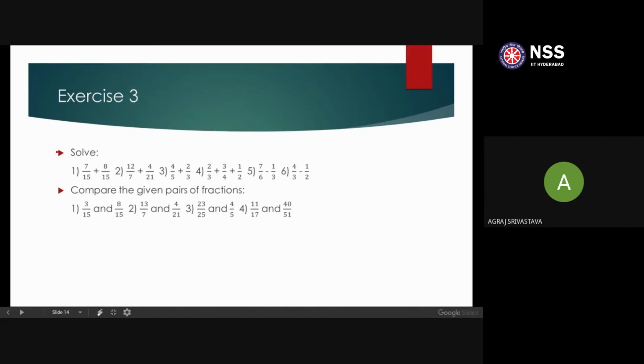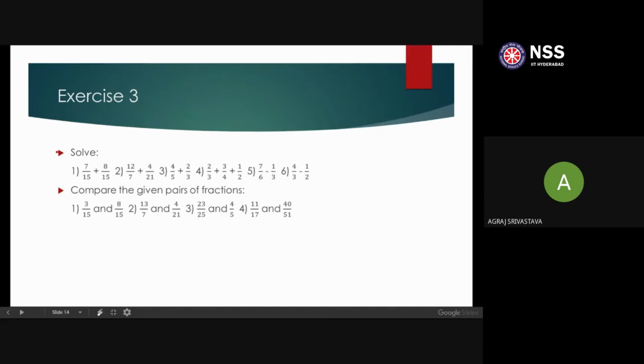We'll do the third question. 4 by 5 plus 2 by 3, the LCM is 15. When you convert the two fractions, you get to 12 by 15 plus 10 by 15, and that equates to 22 by 15. Now, the fourth question is a little more tricky.